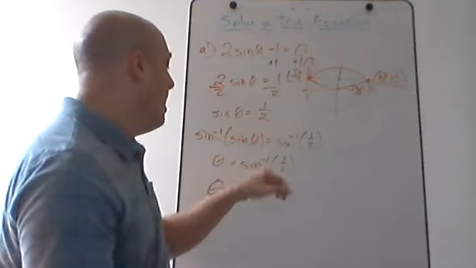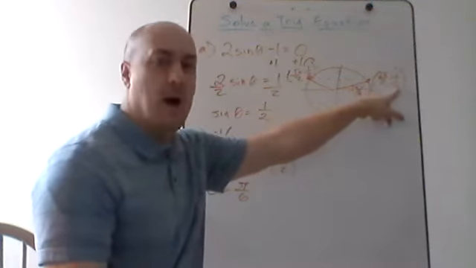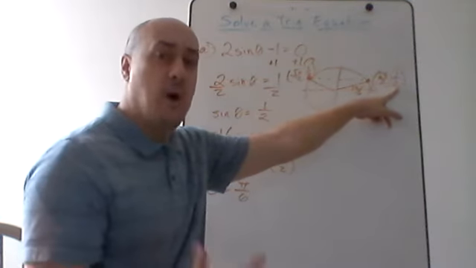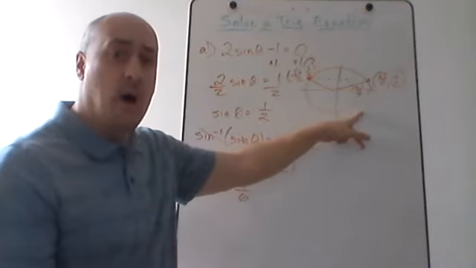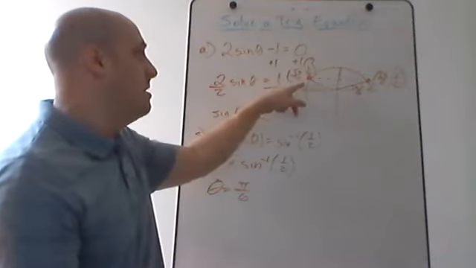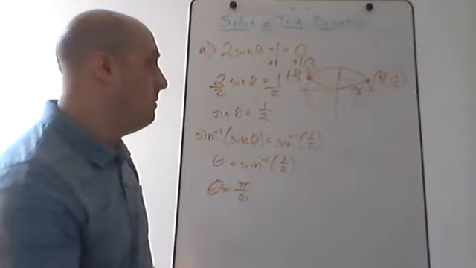If you just think about it, sine is the y coordinate. This is where y is positive 1/2. Where else will y be a positive 1/2? Well, it's not going to be down here, because in the fourth quadrant, y values are negative. It's got to be over here in the second quadrant where y equals a positive 1/2.